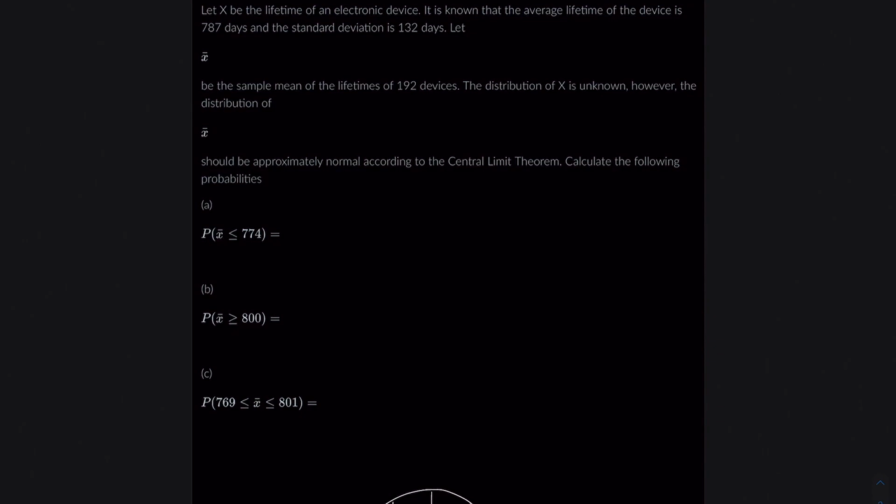Calculate the following probabilities. And remember here, for central limit theorem, this 192 devices is greater than 30. So we know that that's why it's central limit theorem. And it says the average lifetime of the device is 787 days, and that's the population. And so when we take samples of whatever size, the sample mean is usually equal to our population mean. So our x bar is going to be 787, and then if we want to find our standard error, then what was the formula for that? It was the standard deviation over the square root of n, so 192. And remember, n equals 192.